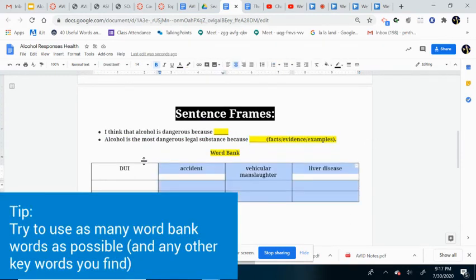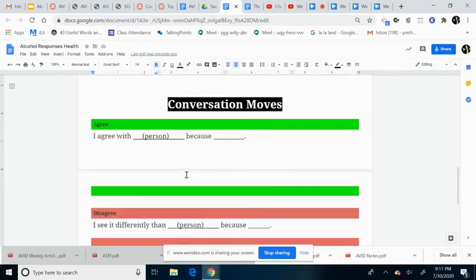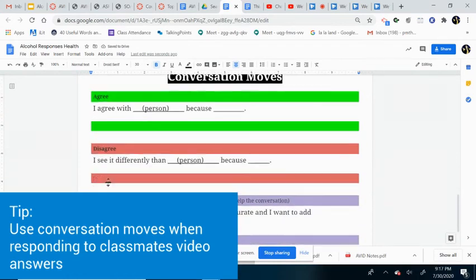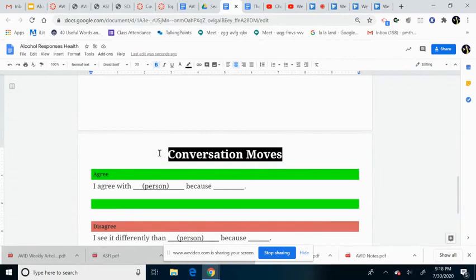Also, double check the word bank. You don't need to use all of the words in there, but the more of those words you can use and practice, the better. And don't forget when you respond to people, let's try and use some respectful discourse and read your conversation moves. When you agree with somebody, when you disagree with them, when you're adding on to what they're saying, try and use your conversation moves in those responses as well.